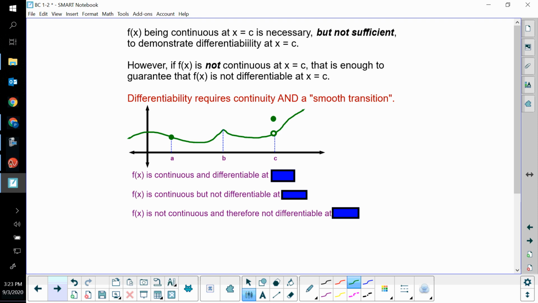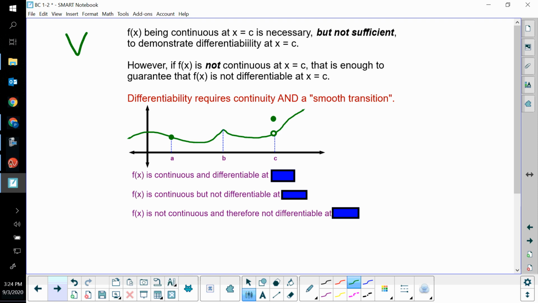So the function being continuous at some x value is necessary for it to be differentiable, but not enough on its own. And absolute value is the example of that. Absolute value was continuous at the corner point, but it still was not differentiable. But the first check we have is continuous. So if it's not continuous, it's automatically not differentiable.